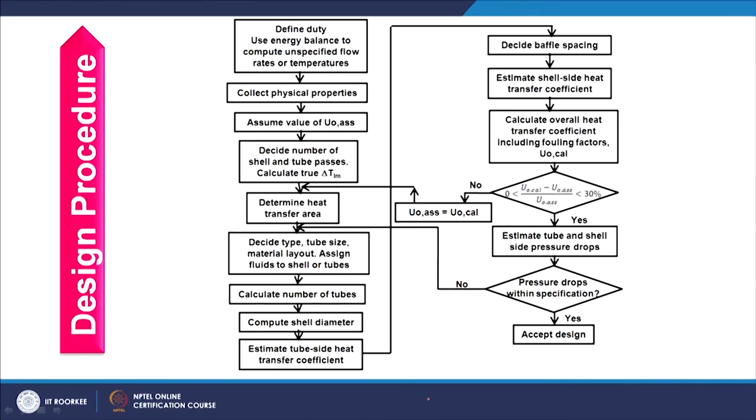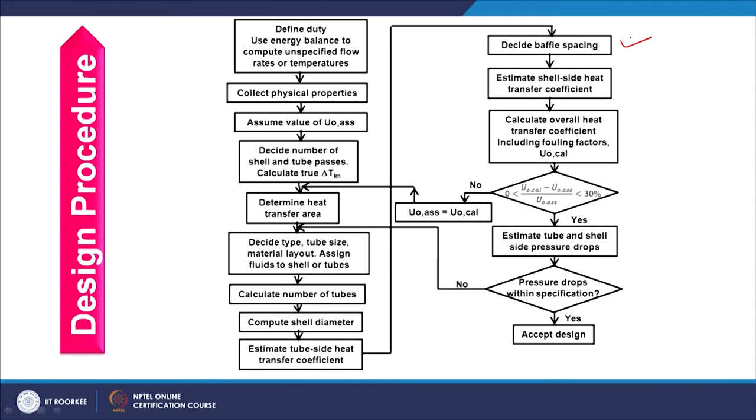Now, next we will move to the shell side. So, for shell side calculation, first of all we have to decide the baffle spacing, and you understand that the optimum baffle spacing should lie from 0.3 to 0.5 times the shell diameter, okay.